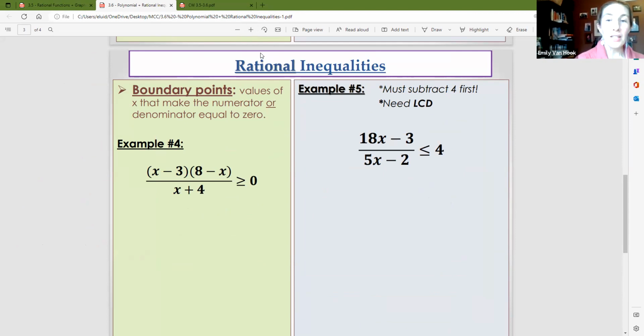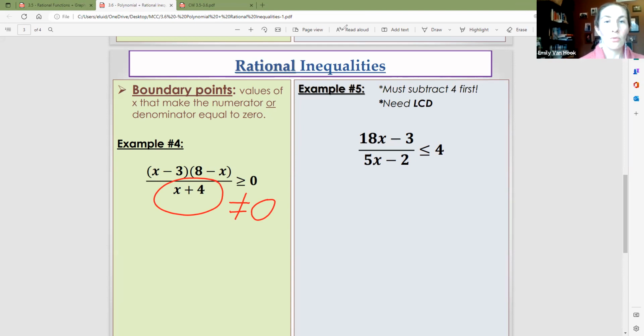What's going to be slightly different here is you can see with example 5, that one's going to be a little harder because it's not equal to 0 yet. We'll get there. But for example 4, a couple of things to notice. First of all, there's 3 factors instead of 2. And the other key thing here is that the denominator cannot equal 0. So you have to make sure to never use square brackets where you would be including something that would make the function undefined.